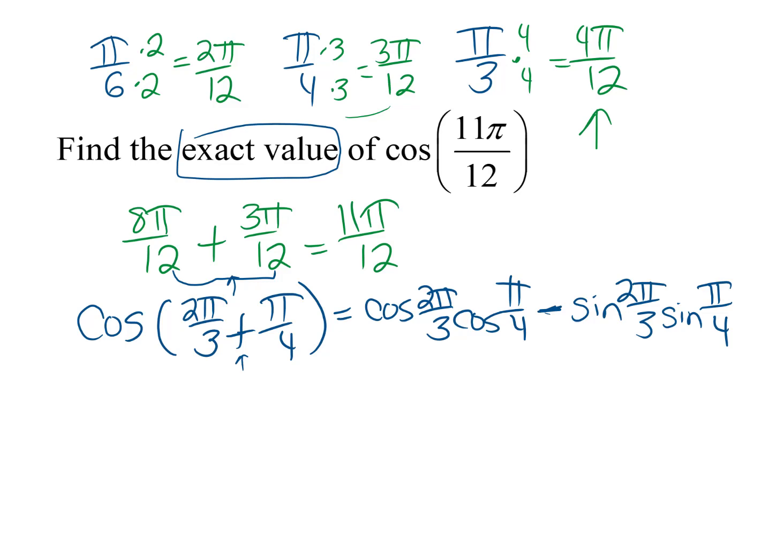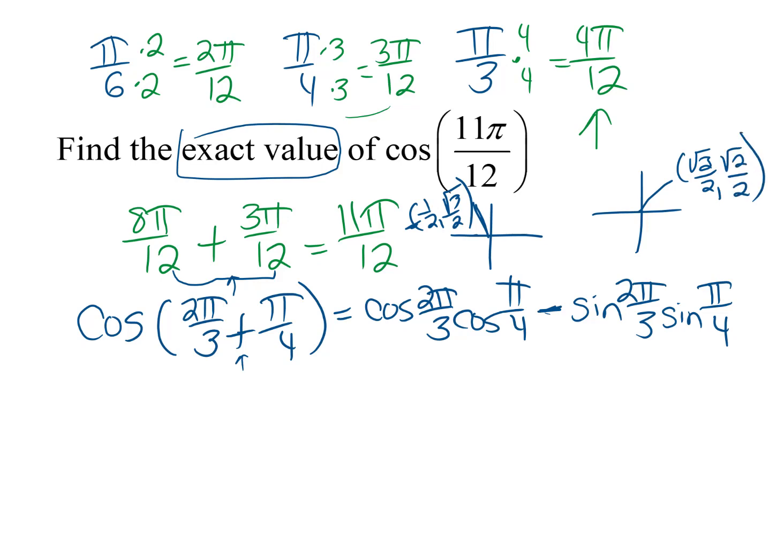So now that we have this expressed in terms of the other side of our sum formula, we're going to look at the exact values of these and put them in. 2 pi thirds is right here in quadrant 2. 2 pi thirds is littler x, bigger y, so this is going to be 1/2 and square root 3 over 2. But in quadrant 2, x values are negative. Then we'll put the pi fourths here as well. Pi fourths is in quadrant 1, and we know those are square root 2 over 2 and square root 2 over 2, both positive.